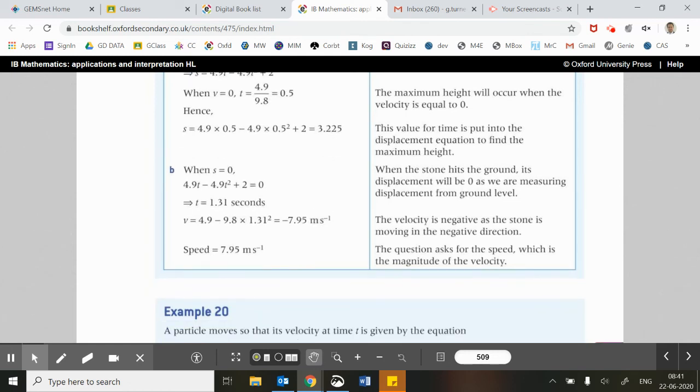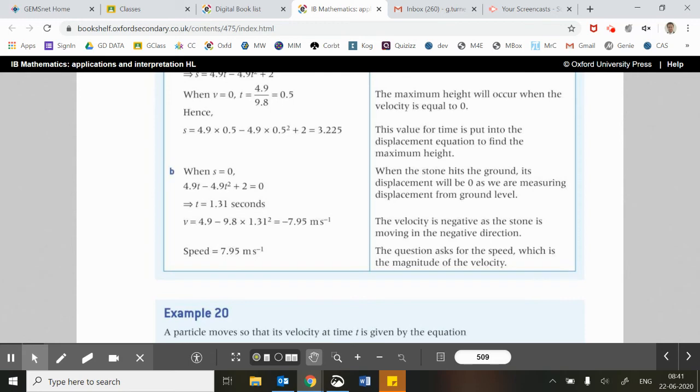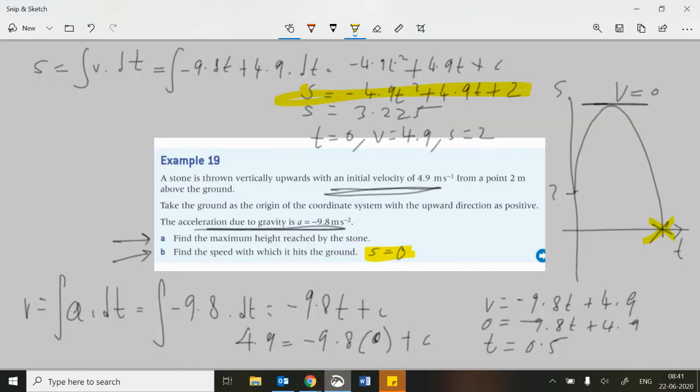And then they actually said, what's the speed with which it hits the ground? So you'll need to substitute the 1.31 seconds back into the velocity formula there. You'll get a negative answer because you can see that we have a negative gradient at this point. But of course, they're asking for the speed, so you'll need to change it into a positive because speed is the magnitude of velocity. Oh, that question was actually a little longer than I thought. So yeah, work through that carefully.